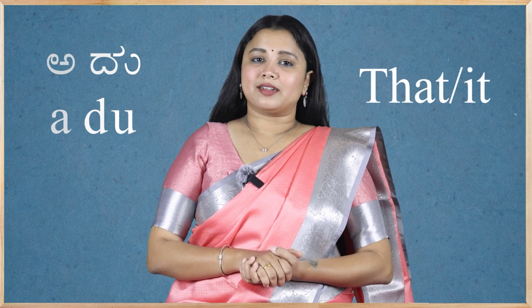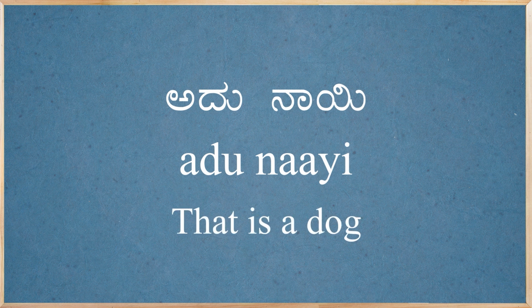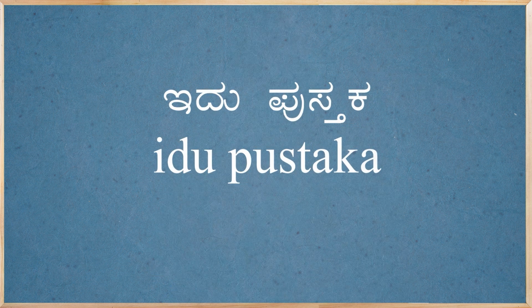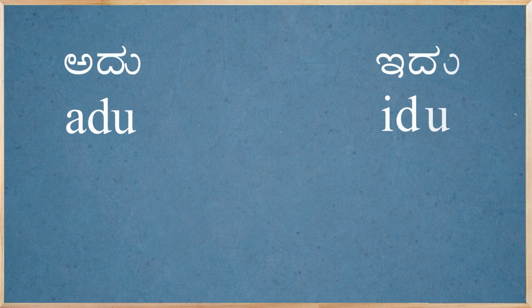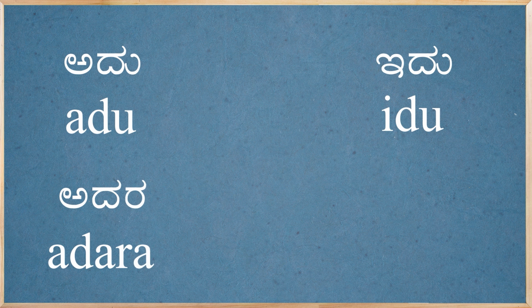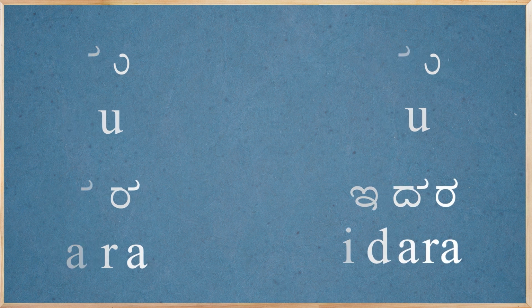Adu is used for referring to things or animals that are far away. That is "that". For example, Adu nai: that is a dog. Idu is used for referring to things or animals that are close. That is "this". For example, Idu pustaka: this is a book.